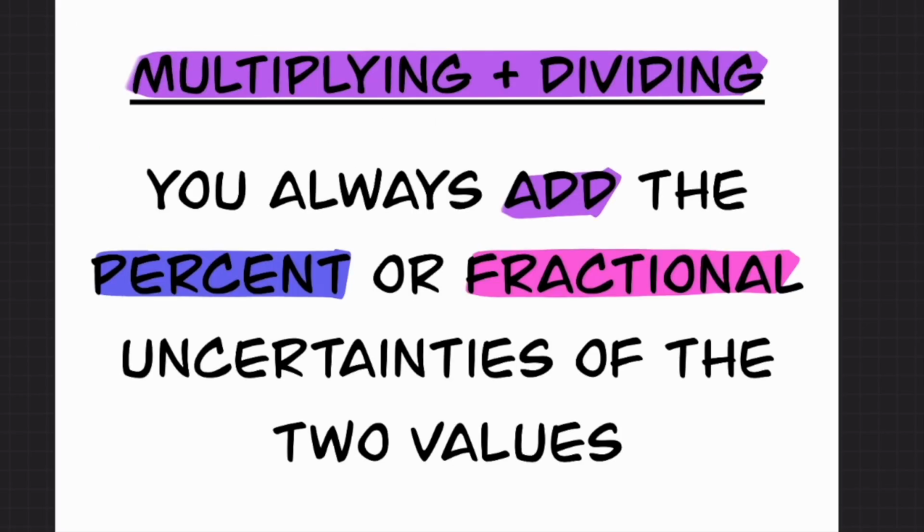Okay, multiplying and dividing is slightly more complicated. In this case, you always add the percent or fractional uncertainties of the two values. So the reason why this one is a little bit more complicated is, again, usually they give it in an absolute uncertainty, so you would have to convert it to fractional or percent. And because you add the percent or fractional, you actually only find the percent or fractional uncertainty, and you'd have to convert it back to absolute again. So let's look at an example.